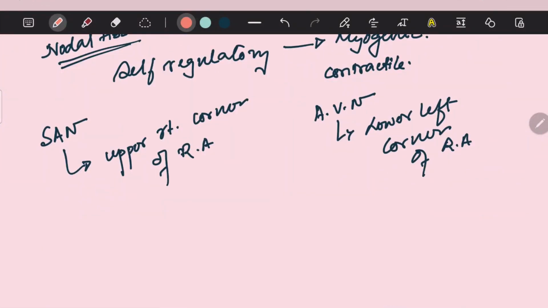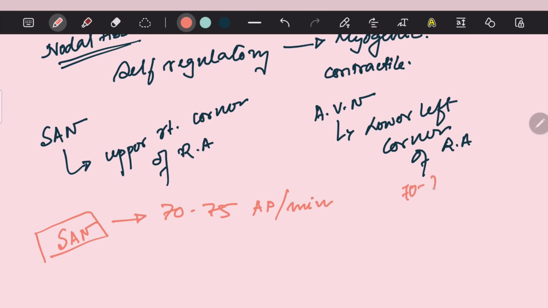How are these signals passed? The sinoatrial node creates the first rhythm, and it can produce the maximum number of action potentials, and that is why the rhythm of the heart, the beating of the heart, is on par with that of the sinoatrial node. The sinoatrial node itself produces about 70 to 75 action potentials per minute, whereas the beating of the heart, we know, is also around 70 to 75 beats per minute.